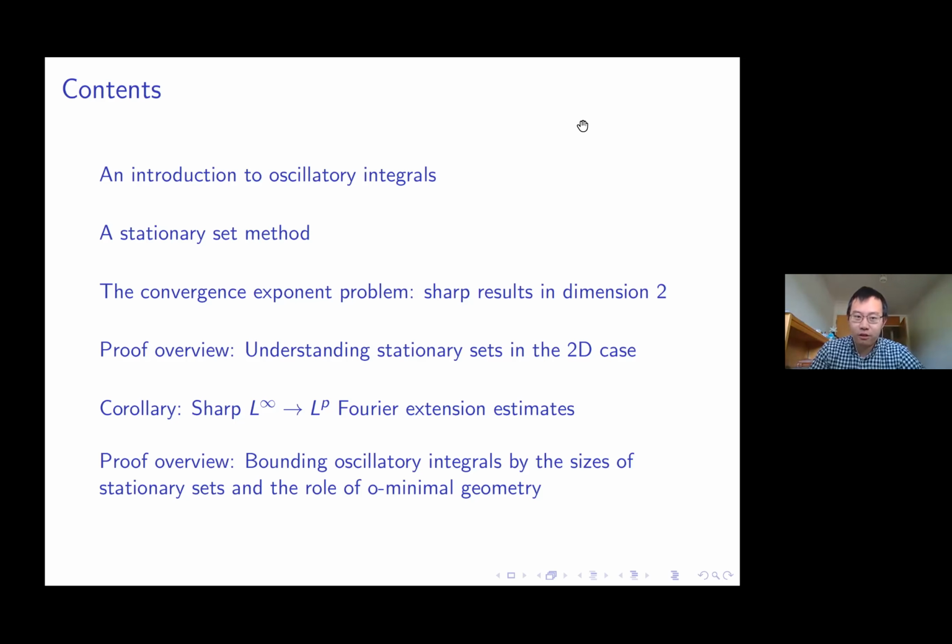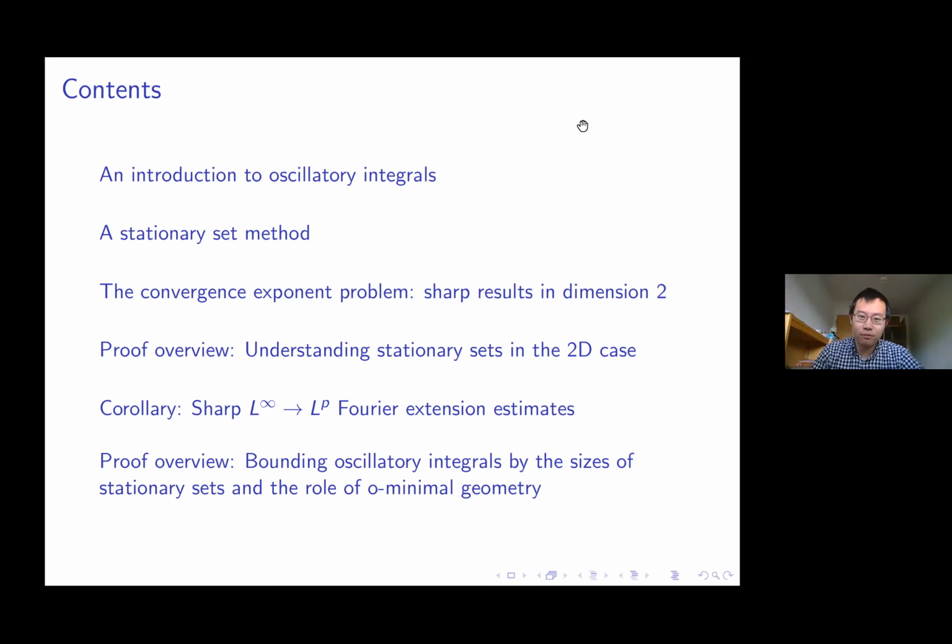mention. And then in the end, I will go back to the proof overview of the main theorem, which I chose to place at the end because it has a slightly different flavor than the usual flavor of this kind of problems. It turns out we have to use so-called O-minimal geometry to prove the bound. Hopefully this will be interesting to both analysts and number theorists.